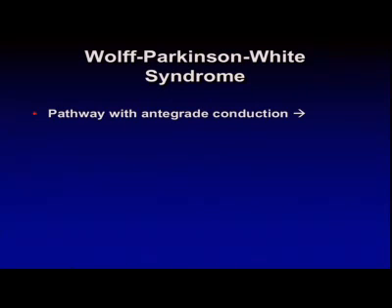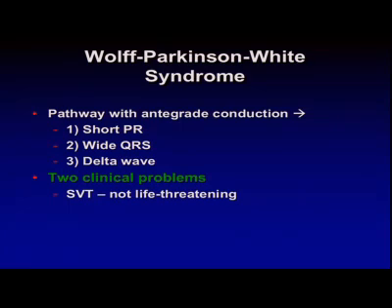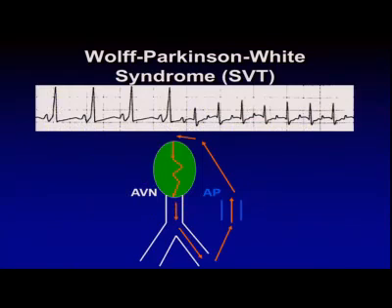So what do we see with these patients? It's a pathway with antegrade conduction. We find three things: a short PR, a wide QRS, and a delta wave. And this leads to really two clinical problems. One is what we would call SVT, the normal reentrant tachycardia using a pathway. So it goes down the AV node and up the pathway in a reentrant circuit. We'll see that in a second. And the other one is the life-threatening one. The risk of sudden cardiac death is about 0.5% to 5%, and that's caused by rapid conduction of an atrial arrhythmia in a patient with WPW.